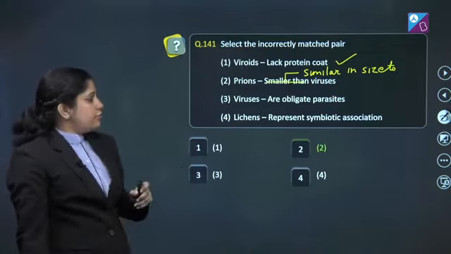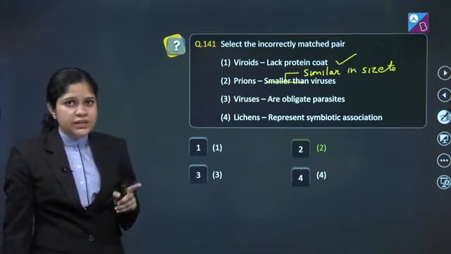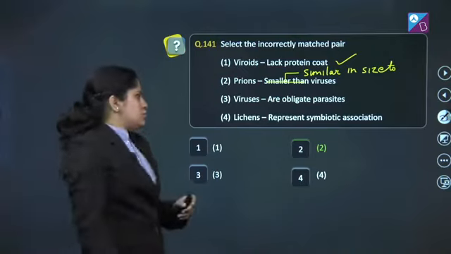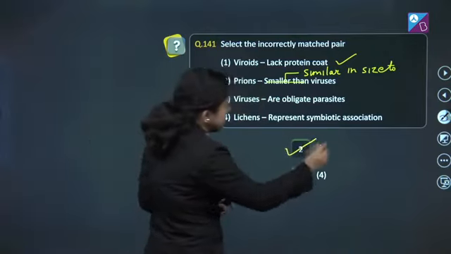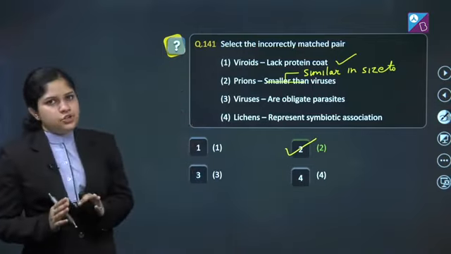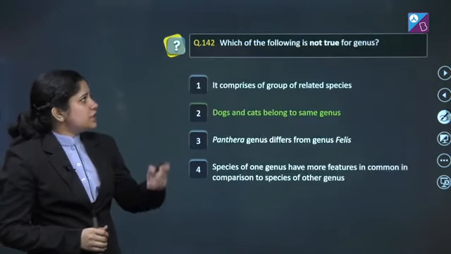Third, viruses are obligate parasites. Absolutely correct. Fourth, lichens represent symbiotic association between algae and fungi. So, amongst all, option number 2 is the incorrectly matched pair and it forms the correct answer of this question. Let's proceed to the next question.